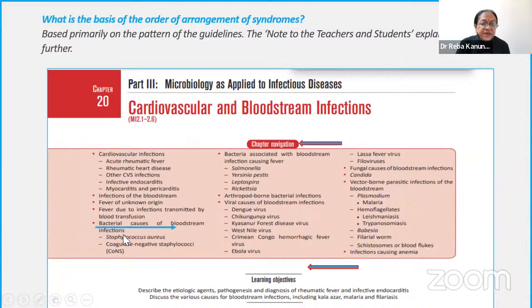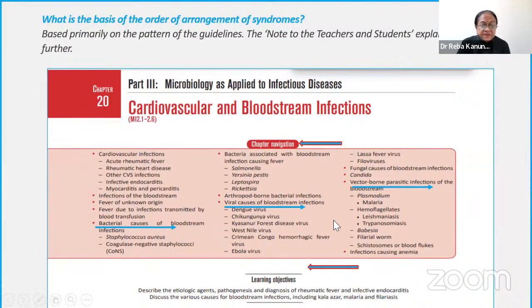So now, as you can see, we have aligned it in such a way. This first half is the cardiovascular infections, then we go on to the bloodstream. And in the bloodstream, we have classified them as bacterial causes of bloodstream infection, viral agents associated, and then we've talked about the vector-borne parasitic infections where malaria, etc. comes in. So this is how the whole chapter has been organized.